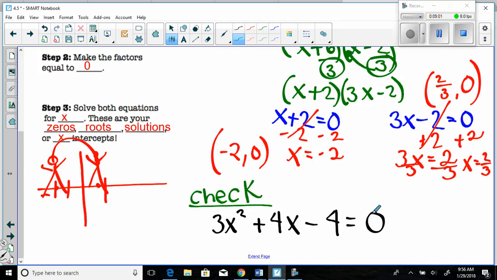That's what the questions are going to look like a lot of times. So even if you forgot everything about factoring, what could you always do with those numbers? Plug them in and they both have to work. So let's just make sure, and I'll show you how that works.